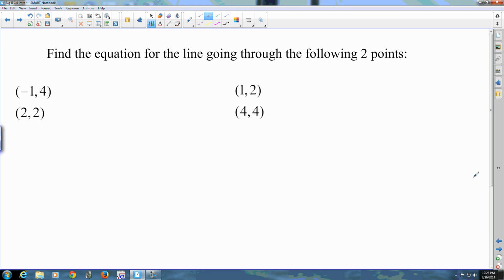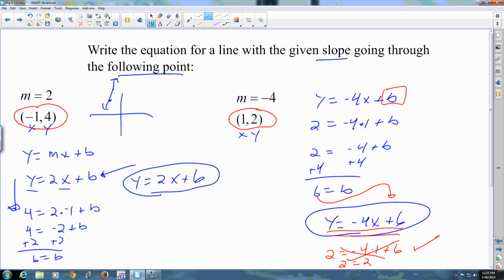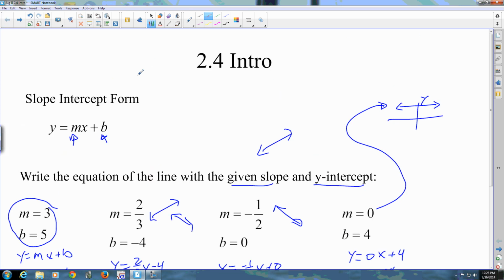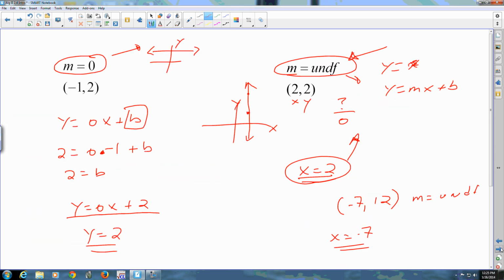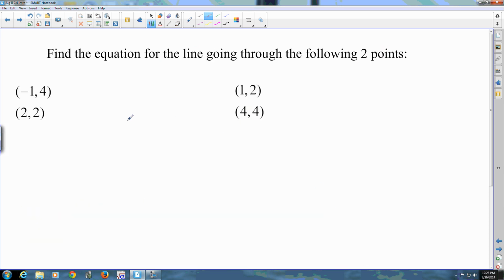Okay, so just backing up a couple screens. In order to write the equation of a line, you need a slope. Oops, I guess I gotta go one more. You need a slope and a y-intercept. Here, you're not given the slope or the y-intercept. So you have to find both the slope and the y-intercept. You got to find both of these things.